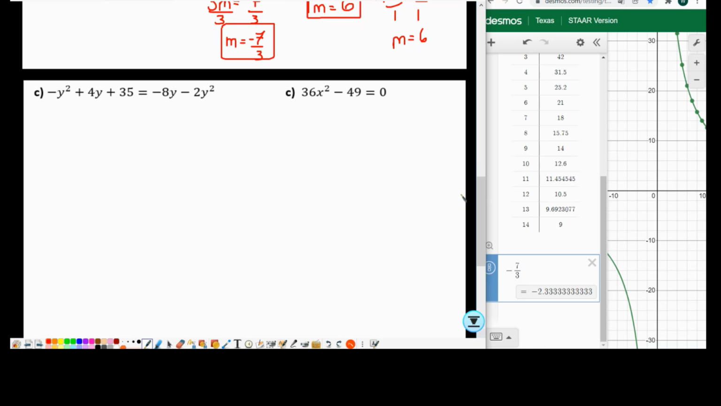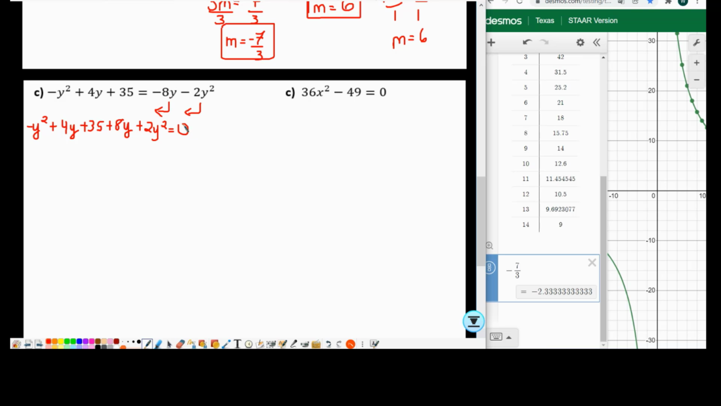On the next example, again, I don't have a 0. So what I'm going to do is I'm going to send these two numbers to the other side. So that means I'm going to bring down the negative y squared. I'm going to bring down the 4y. And I'm going to bring down the 35. I'm also going to send the 8y to the other side. So it becomes positive 8y. And the negative 2 as well is going to become positive 2y squared.